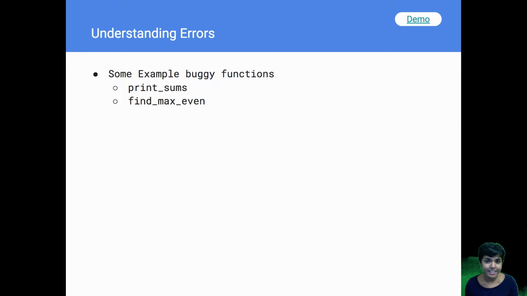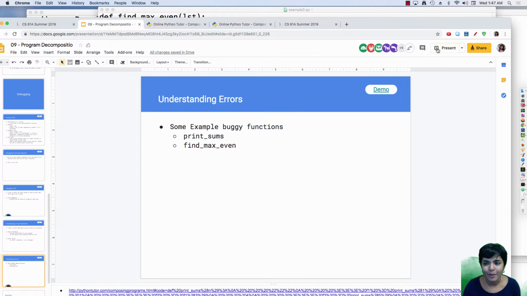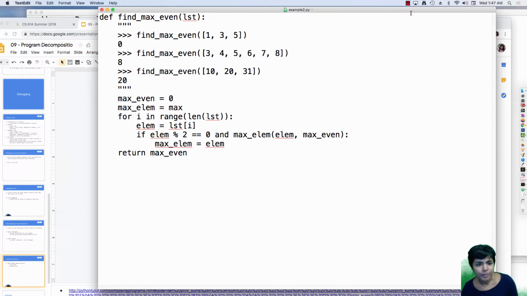So the next buggy function that we're going to examine is find max even. Let's take a look at the code. Cool. So it looks like find max even takes in a list and then returns the biggest even value in that list. So given this list of only odd numbers, it outputs 0. Given this list of both even and odd numbers, it outputs the biggest even number, 8. Given this list of 10, 20, and 31, so both even and odd numbers, it outputs the biggest even number, 20. All right, that makes sense.